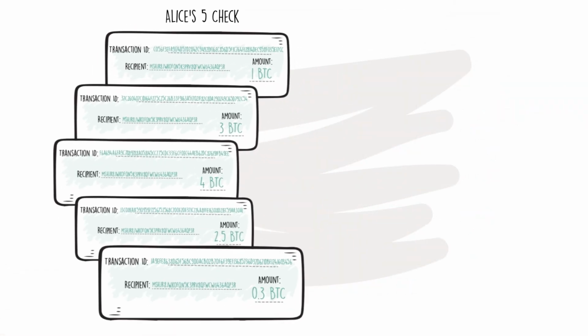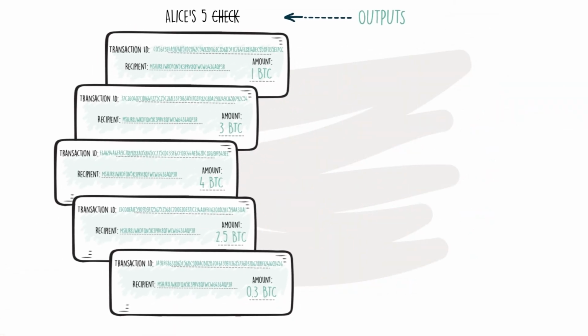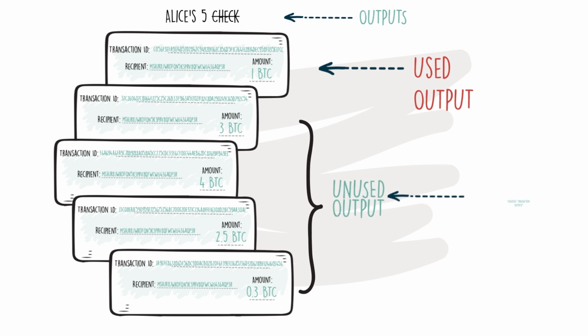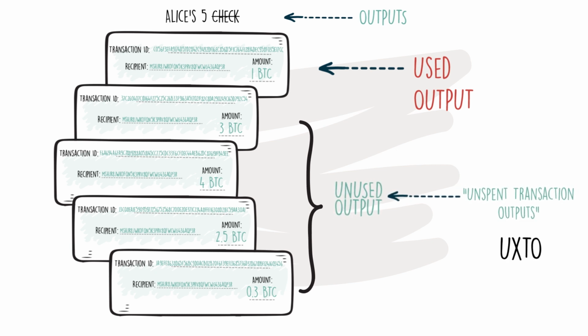You will notice that Alice has already spent some of her checks. We'll call each of these checks outputs, and checks that she can still use are called unspent transaction outputs, or UTXOs in short. UTXOs are a core concept in Bitcoin and many other protocols.